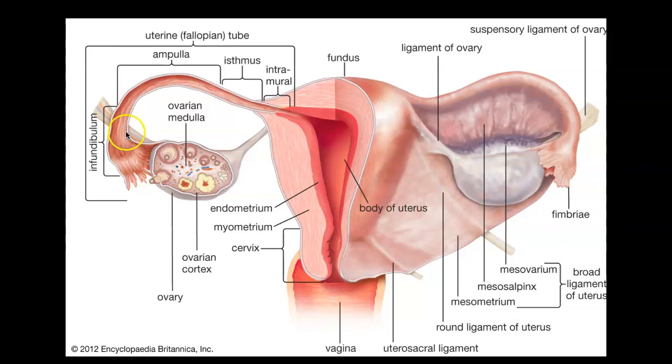And then the uterine tube is what's left over, more commonly known as the fallopian tube. We're going to call it the uterine tube here. So uterine tube, infundibulum, fimbriae, and ovary. And I think that is all that you have.